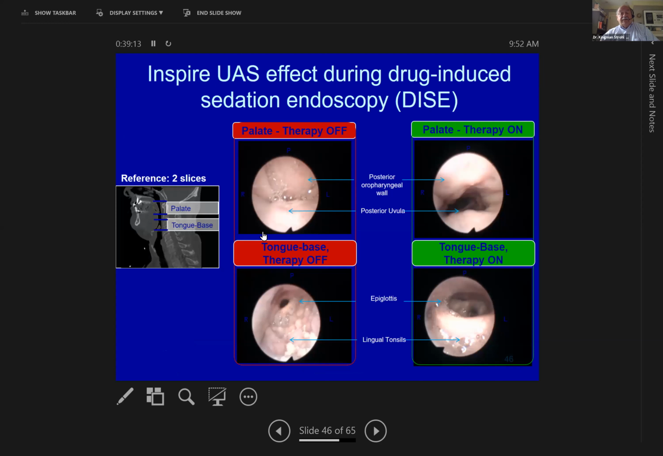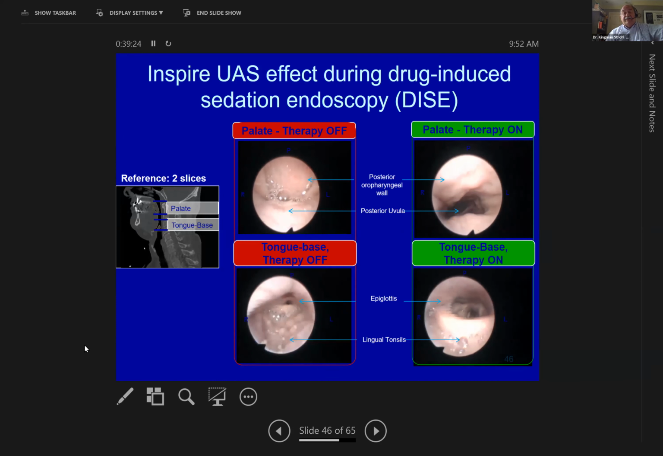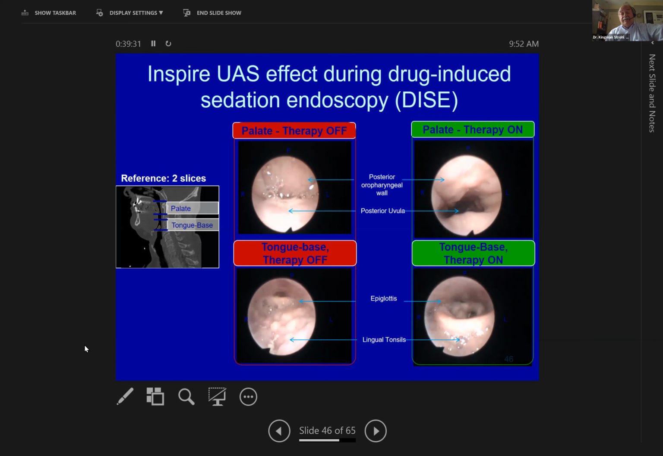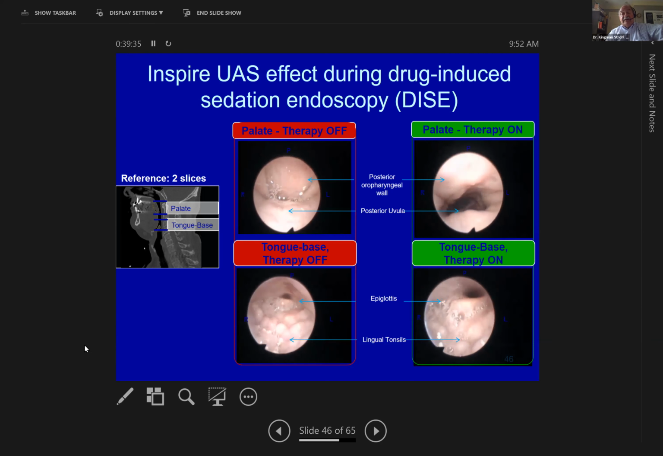So does it work? Let's see if I got these working. Yeah, here you go. So that's the palate. The palate opens up, and the back of the tongue opens up. The left is without anything, and on the right is the therapy that they have at home. But it's big. You have to open it up this much. I mean, is that true? What is that? So that's what we're interested in.